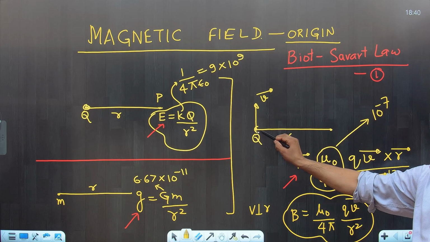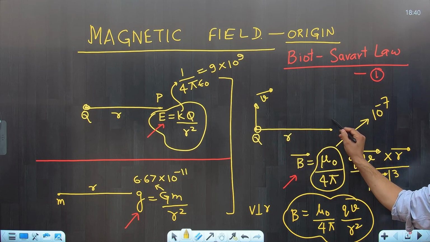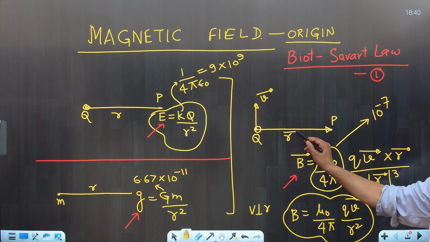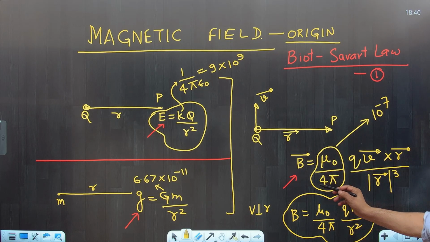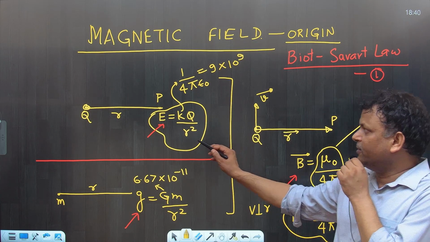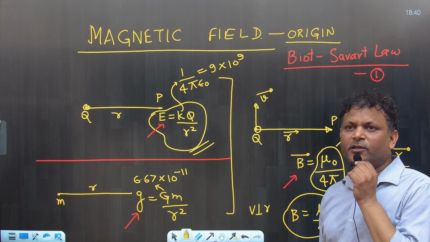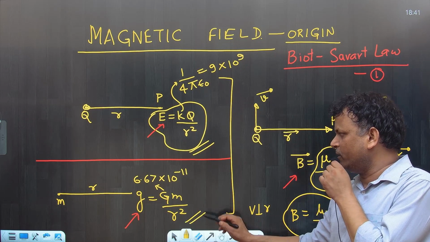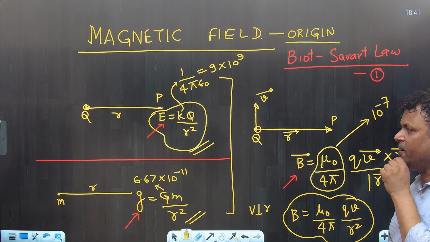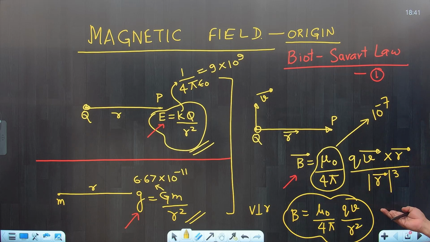If a point charge q is moving with velocity v, and you want to calculate the value of the magnetic field at a point P whose position vector is r, then the formula for the magnetic field is mu 0 by 4 pi into qv cross r by mod of r cube. The value of mu 0 by 4 pi is 10 to the power minus 7. So as you can see, there is a very simple formula for the electric field, that is kq by r square, and a very simple formula for the gravitational field, GM by r square. Actually, you can say that this formula is also simple.